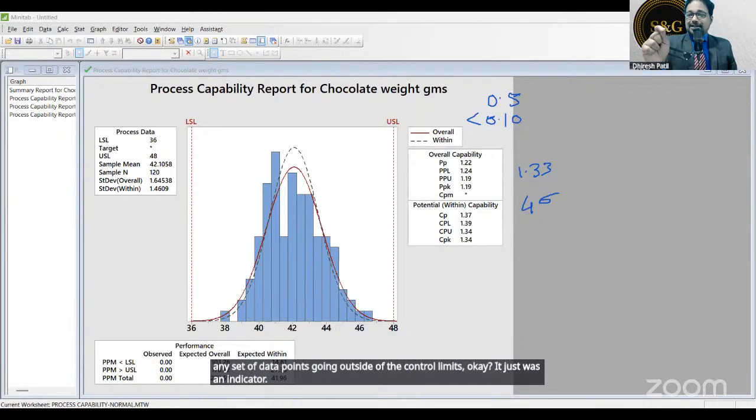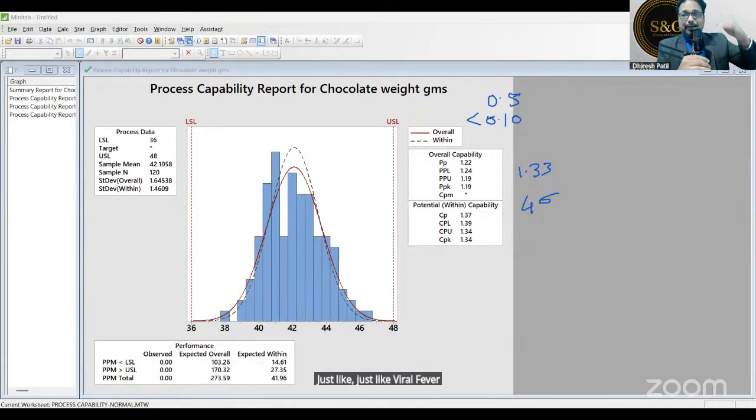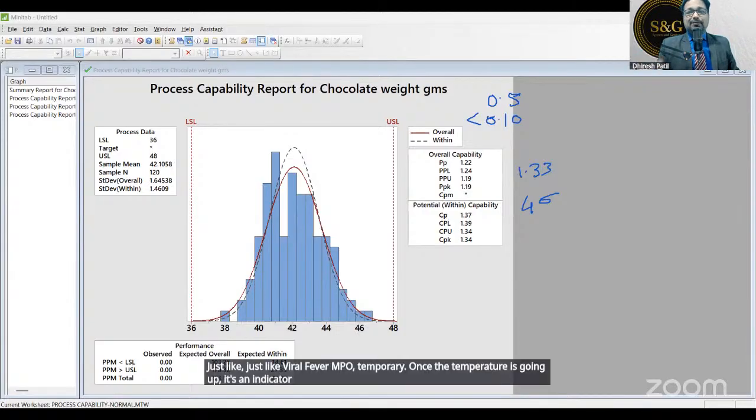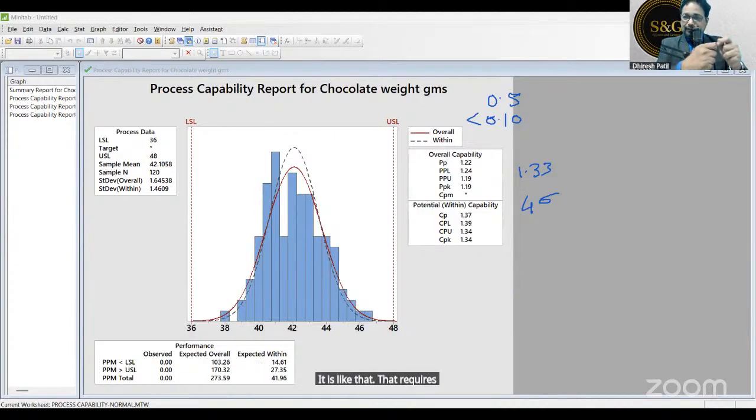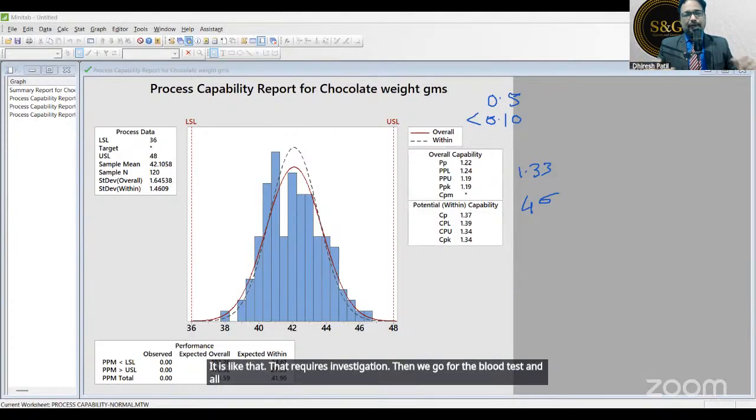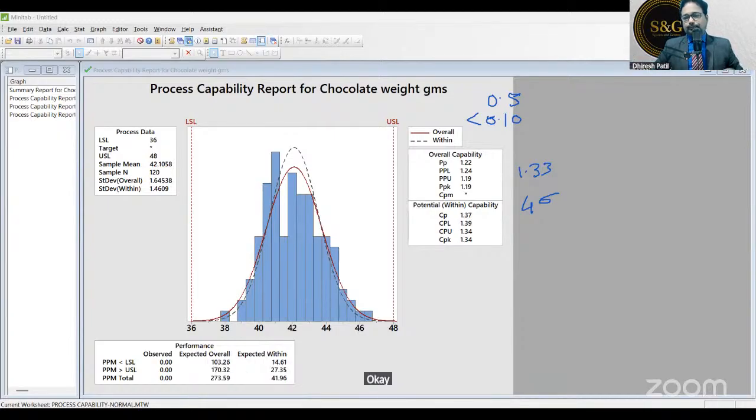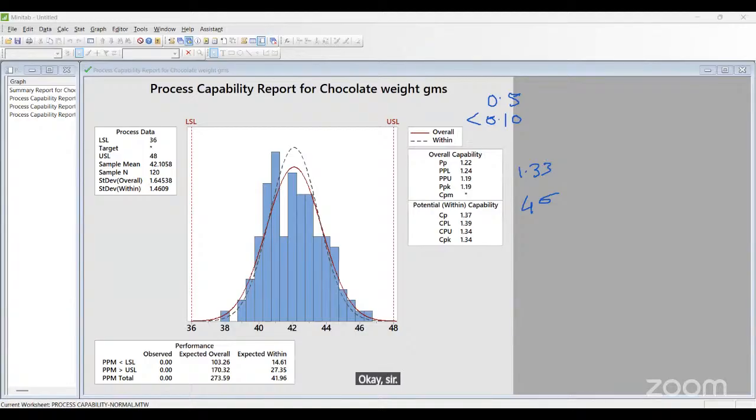Just like viral fever, we know from the temperature. Once the temperature is going up, it's an indicator that there could be some viral infection in the body. That requires investigation. Then we go for the blood test and all. Similarly, we have to go for the control chart. Okay, sir. Thank you, sir.